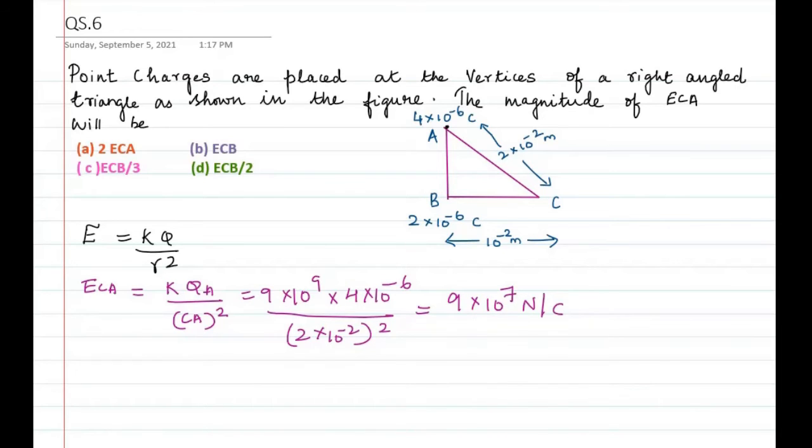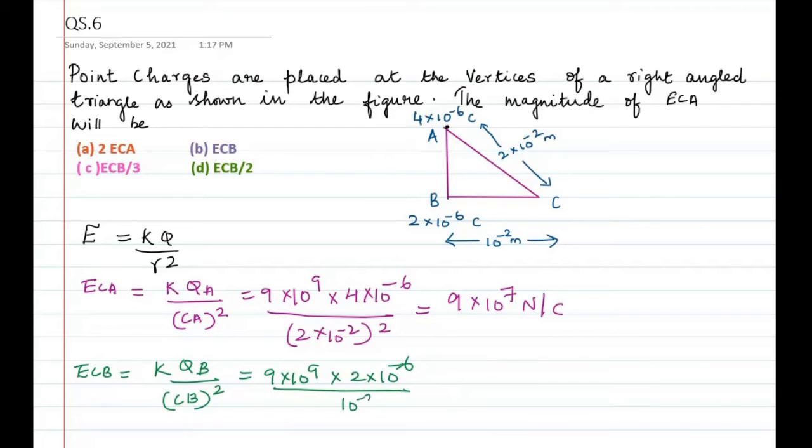So ECB is equal to K into QB divided by CB the whole square. So 9 into 10 to the power of 9, into the value of QB, which is 2 into 10 to the power of minus 6, divided by the distance 10 power minus 2 the whole square. So we'll get the answer as 18 into 10 to the power of 7 Newton per Coulomb.